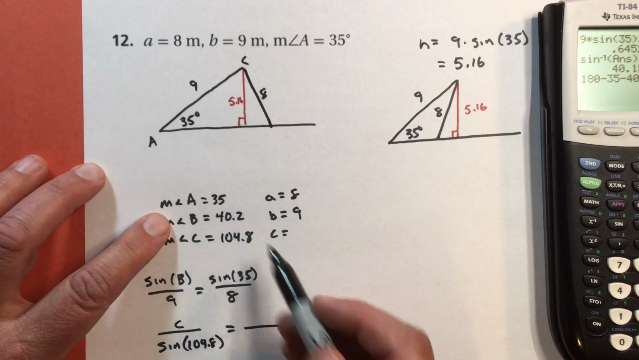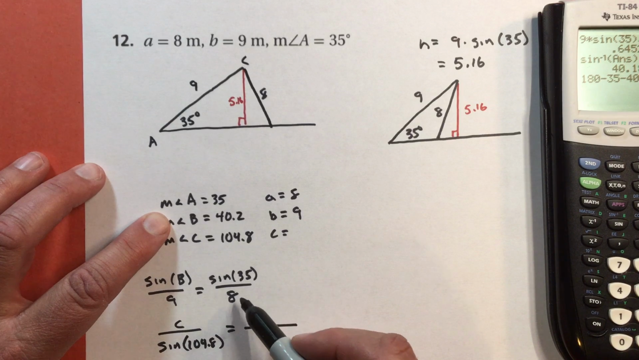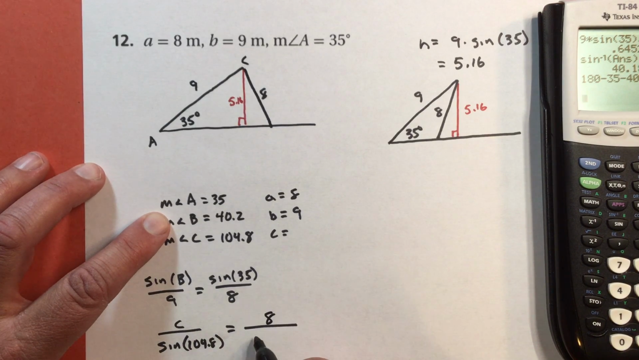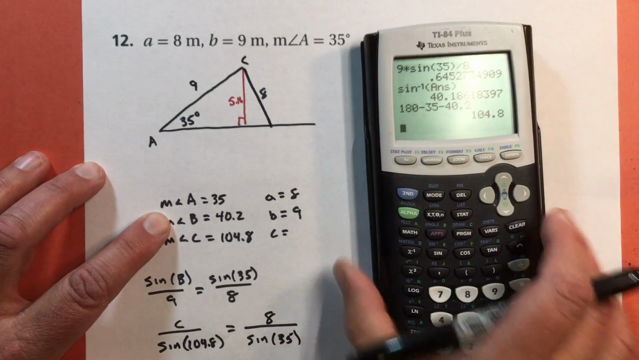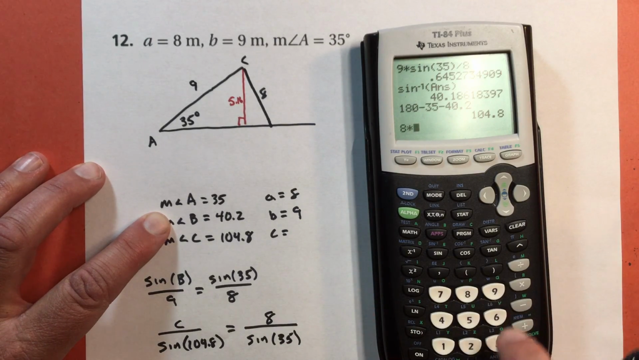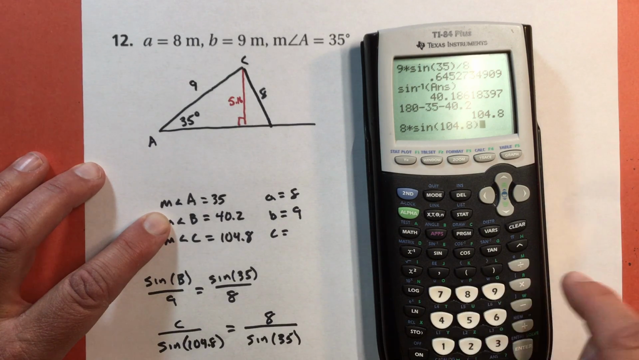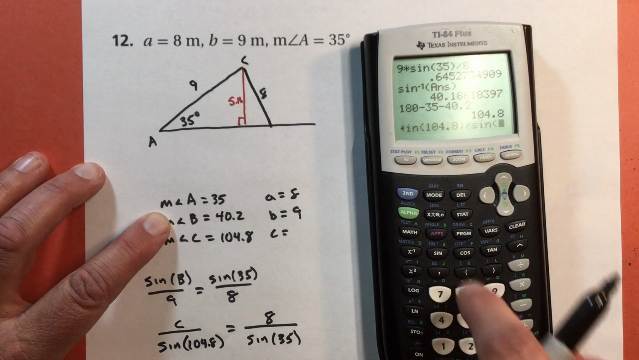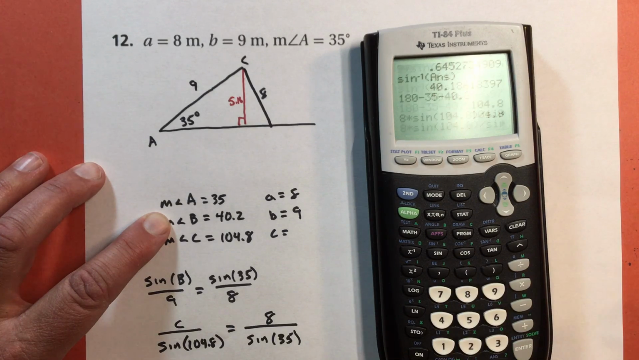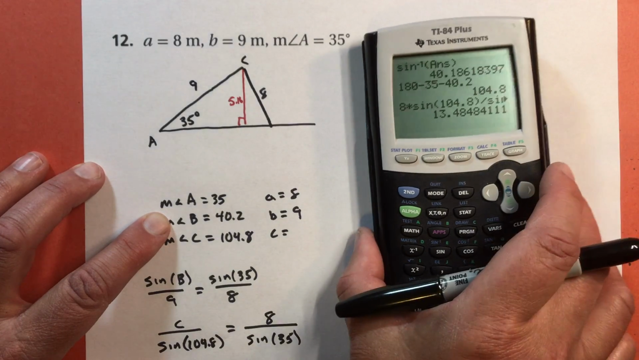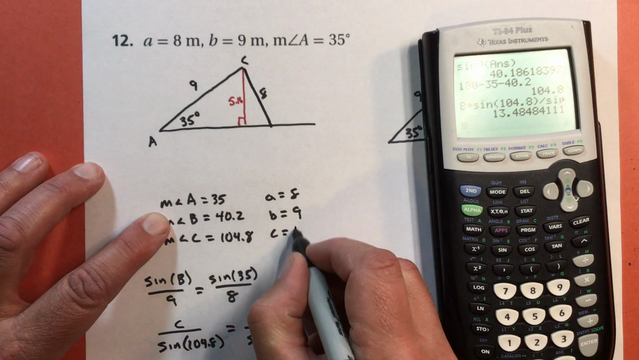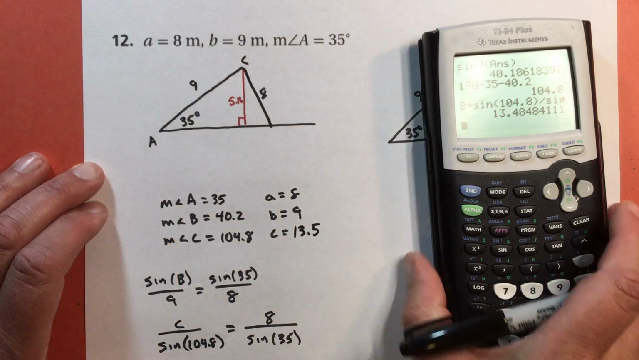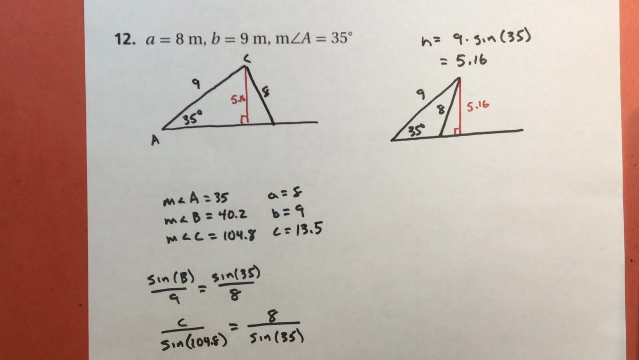And I'm going to go back to this ratio, but I'm going to find the reciprocal: 8 over the sine of 35. So 8 times sine 104.8, close your parentheses, divided by sine 35. And it looks like I get 13.48. We'll call it 13.5. Okay, that's one of the triangles.